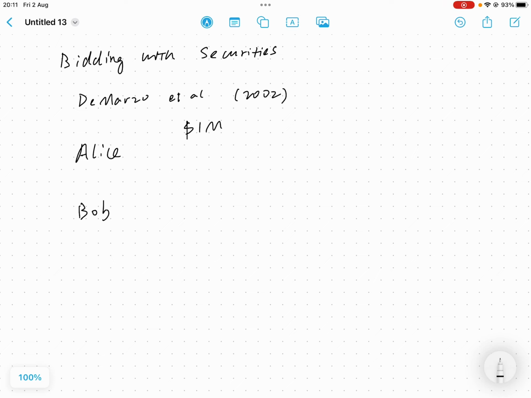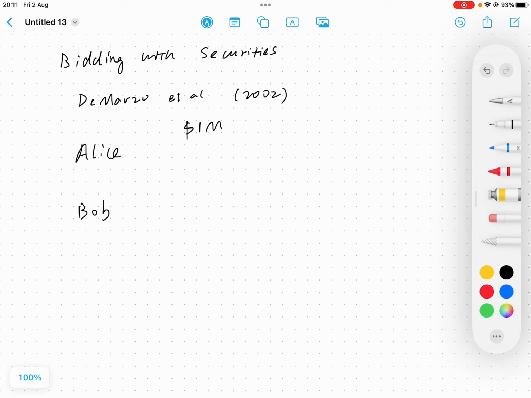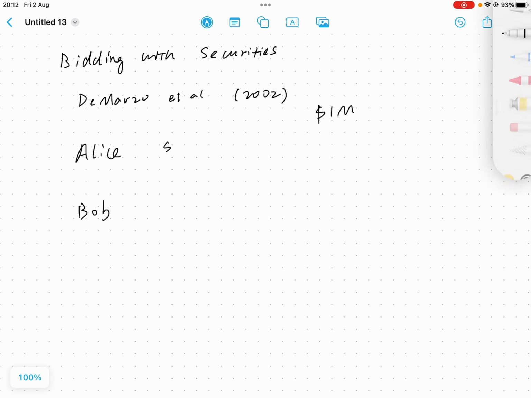This is something that we call the private value. In an auction, Alice thinks that she can get 4 million from the project in terms of the future cash flow. That's the value of this project for Alice. But Bob thinks it just gives him $3 million. Those are the private values.